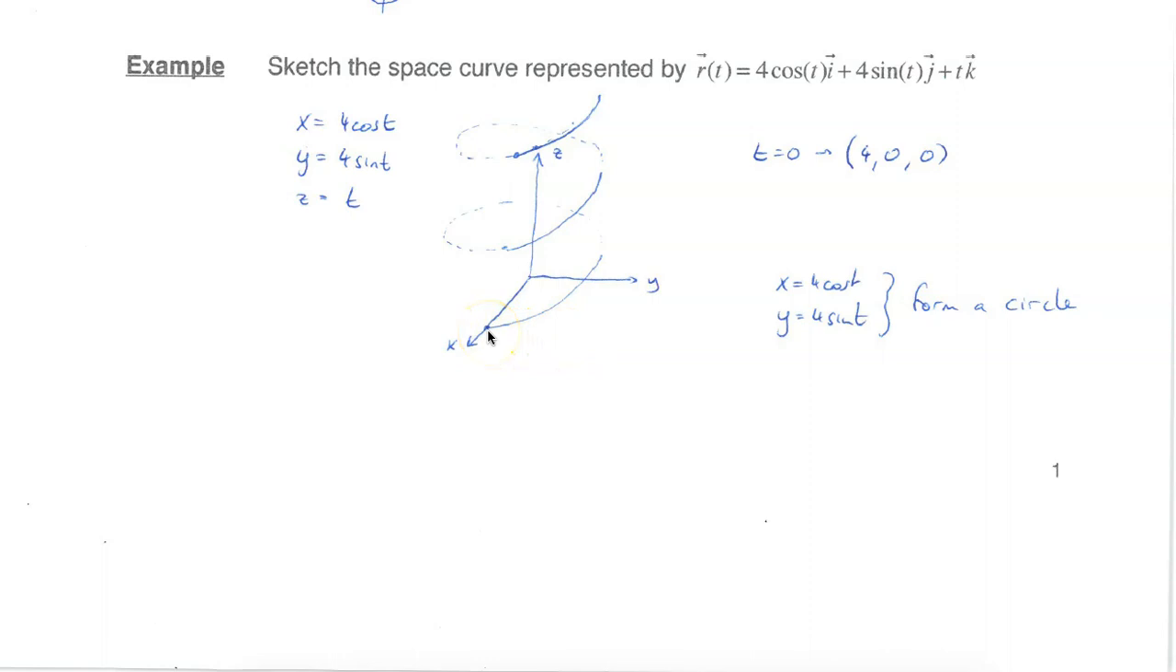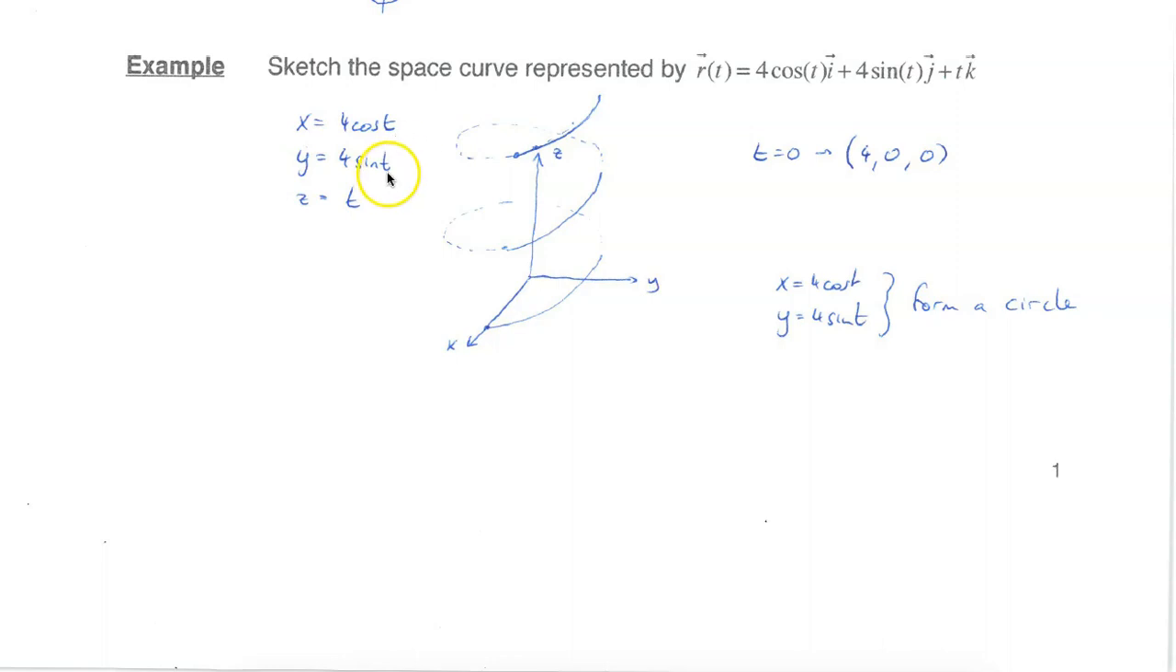We could try another point, and because I see cosines and sines, choosing t equals 1 might not be the best idea. Maybe if I choose t equals pi over 2, it's going to give me a better point. If t equals pi over 2, I get 4 cosine of pi over 2, which is 0.